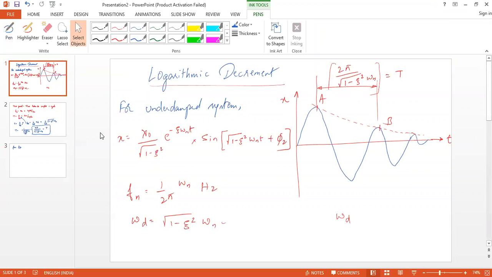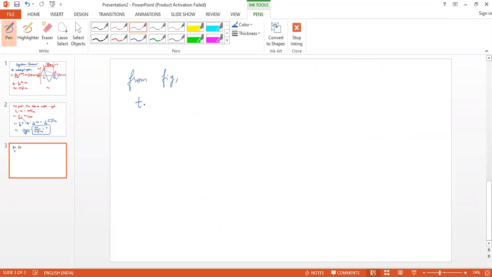So from here, what I can write is, this x-axis is time t. Here I can say this is tA, the time taken to reach point A, and this is tB, the time taken to reach point B. Okay. So from the figure, we can write tB minus tA is equal to 2 pi by root of 1 minus zeta square omega n. Is it okay? Yes, sir.